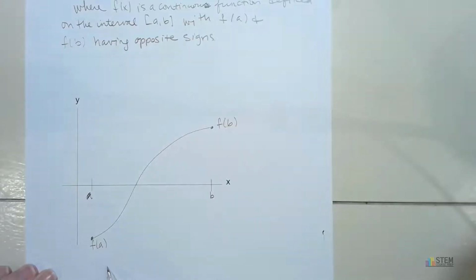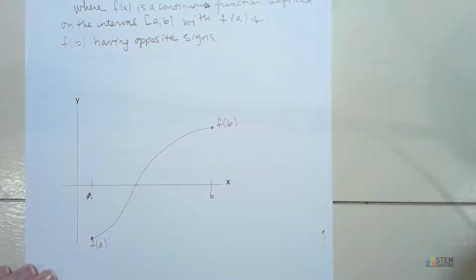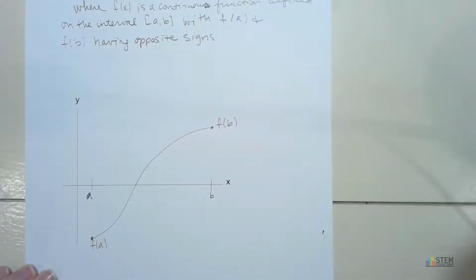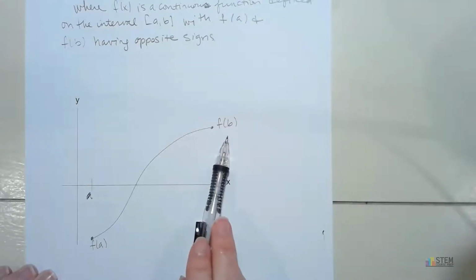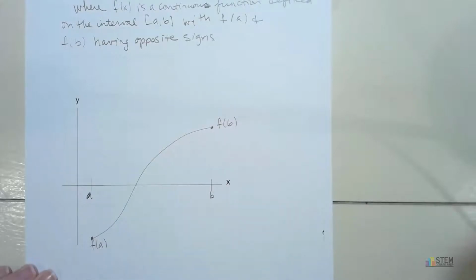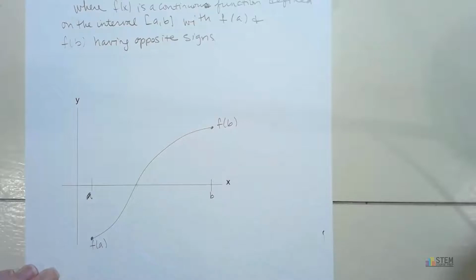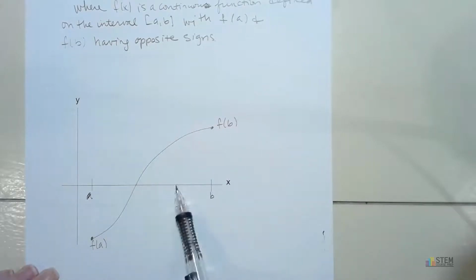So notice up here we said f of a and f of b will have opposite signs. So if you look down here, f of a is in the negative y part of the axis. So this is going to have a negative sign. Up here we're in the positive y values. So this one has a positive sign. So your endpoints, when you plug those numbers into your functions, you should have different signs. Okay, so you can't have both of them be positive, because then you'll never cross this x-axis.